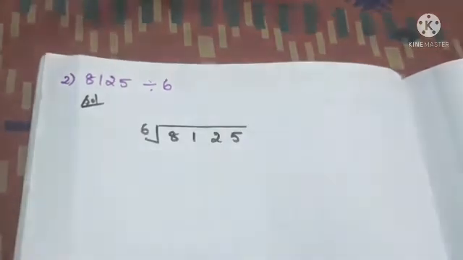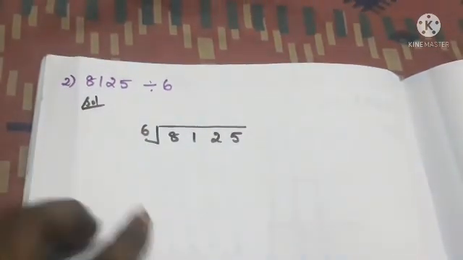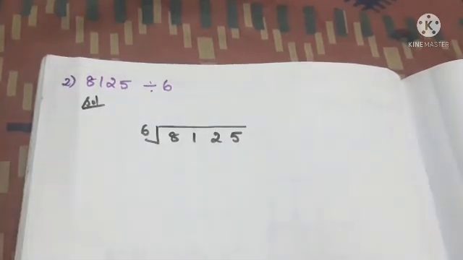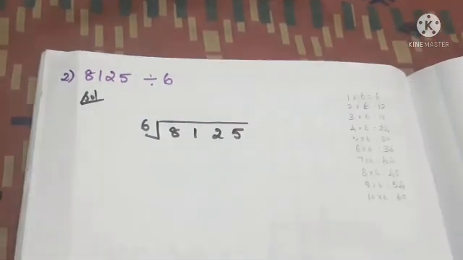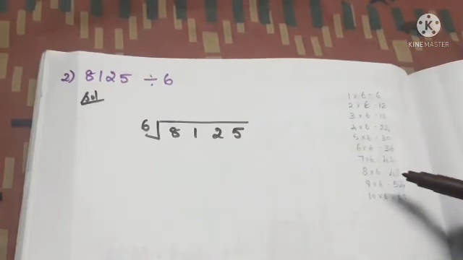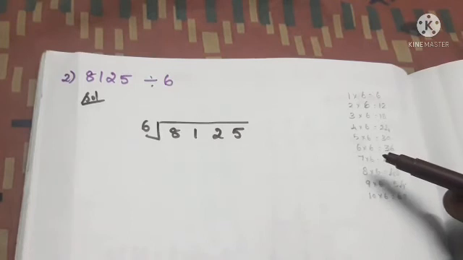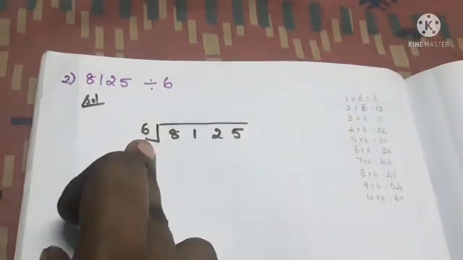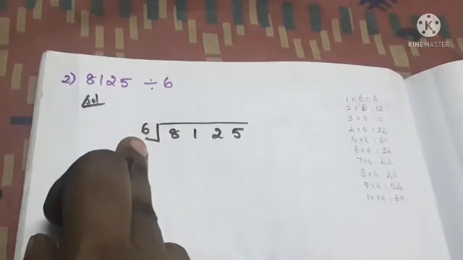Okay, next thing is what? Next thing we have to write the sixth table. Okay, we are going to do the sixth table, no? So we can write the sixth table at the right side. So here I have written the sixth table, the sixth multiplication table. So by using this we can do the division. So listen, we are going to divide this value by 6, isn't it?